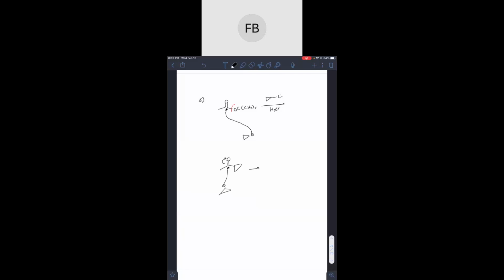So what's this going to do? Okay, so that's just going to attach another triangle on, and this becomes an OH. Exactly. You guys all got it right. All right, so that's question 6A. Is that a good explanation?